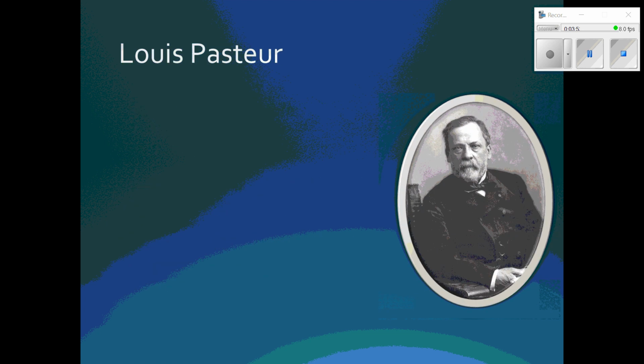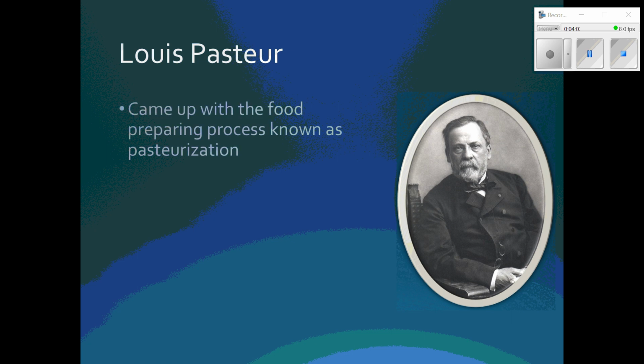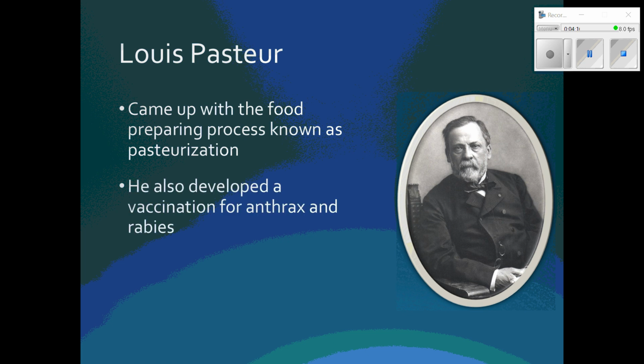And then the last scientist we're going to go over today is Louis Pasteur. You might not have ever heard of Louis Pasteur, but you use his invention most likely every day. He came up with the food preparing process known as pasteurization. That's when you help keep something from having bacteria in it that you're going to eat. He also developed a vaccine for anthrax and rabies.